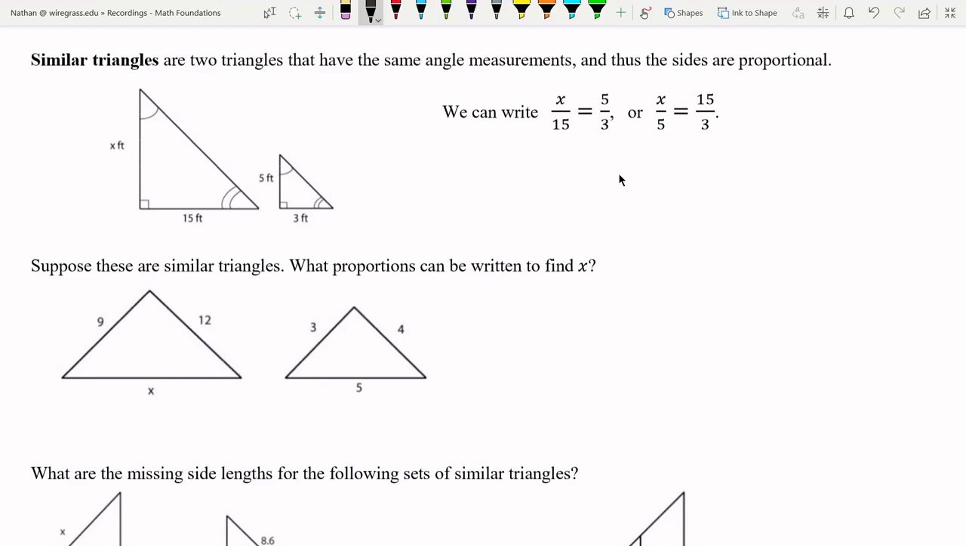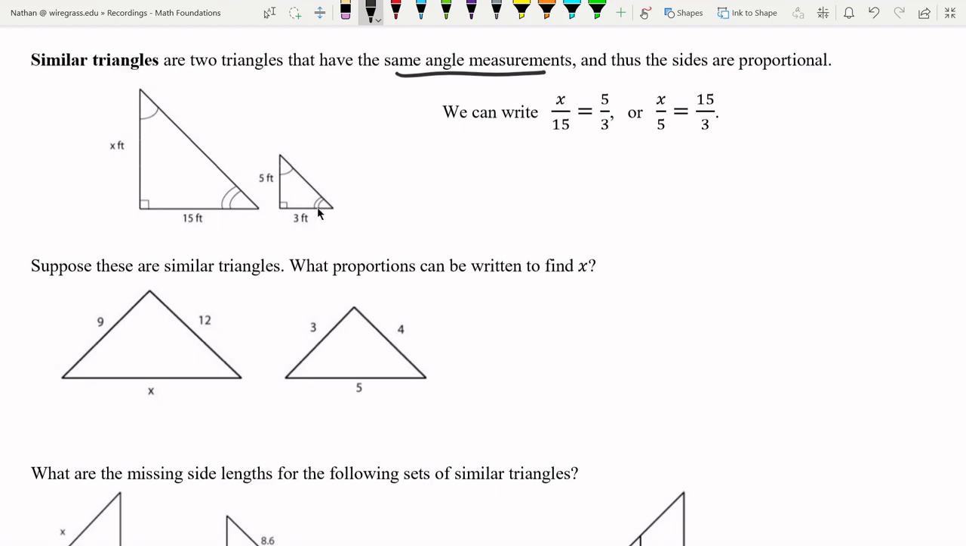Similar triangles are two triangles that have the exact same angle measurements, and because of this, their sides are going to be proportional to each other. They could be equal to each other if they have the same side measurements, but typically we're going to look at things that are being either scaled up or scaled down. And that's what we can see here.